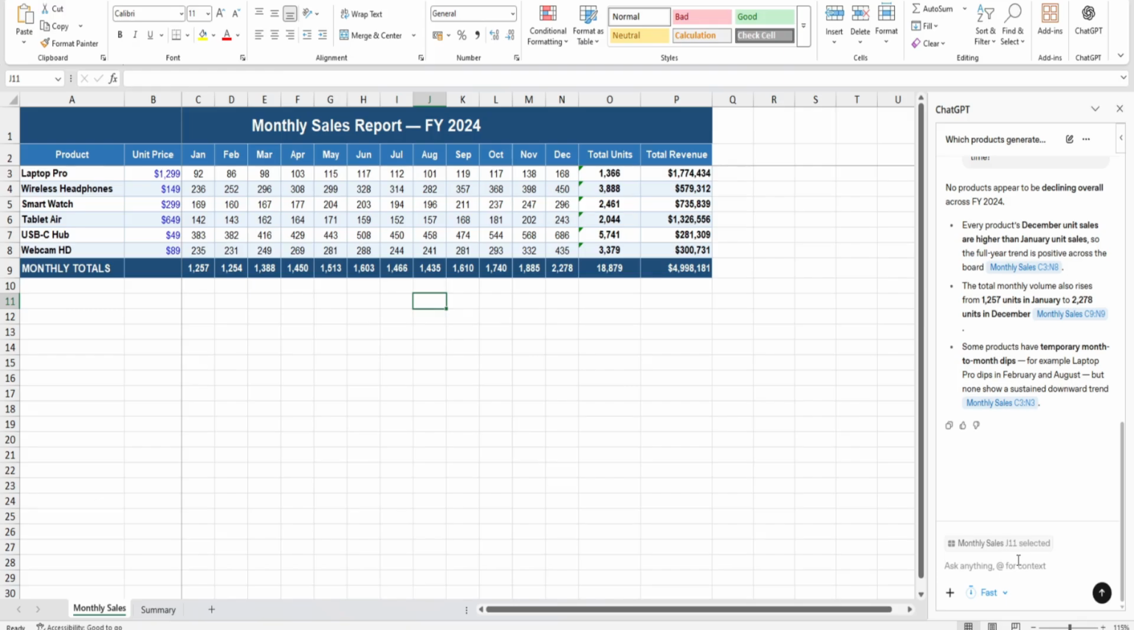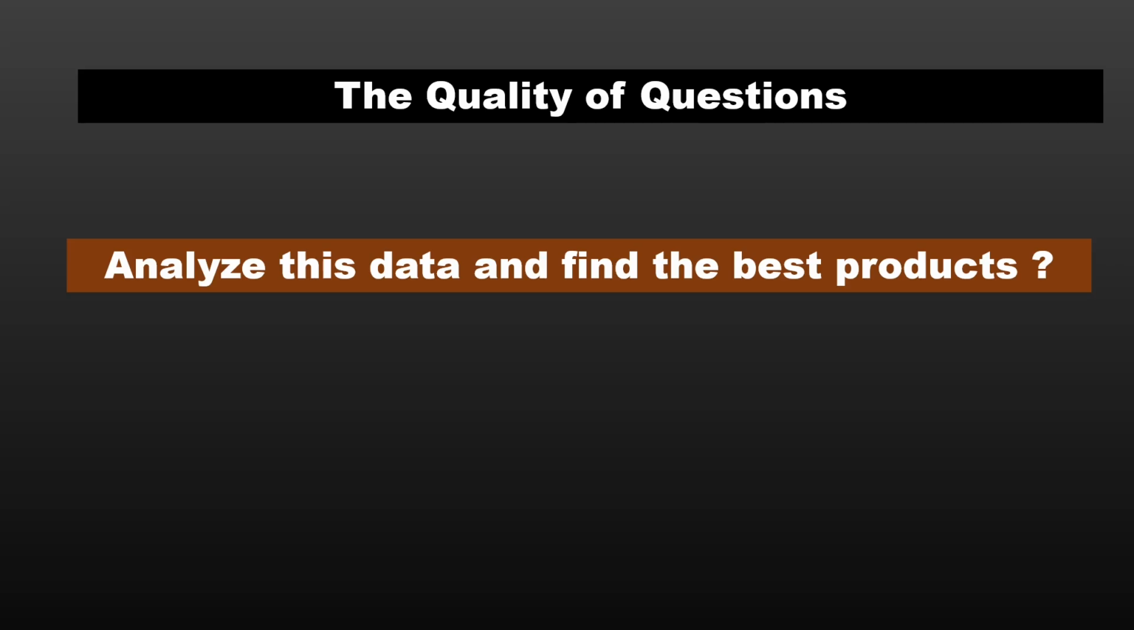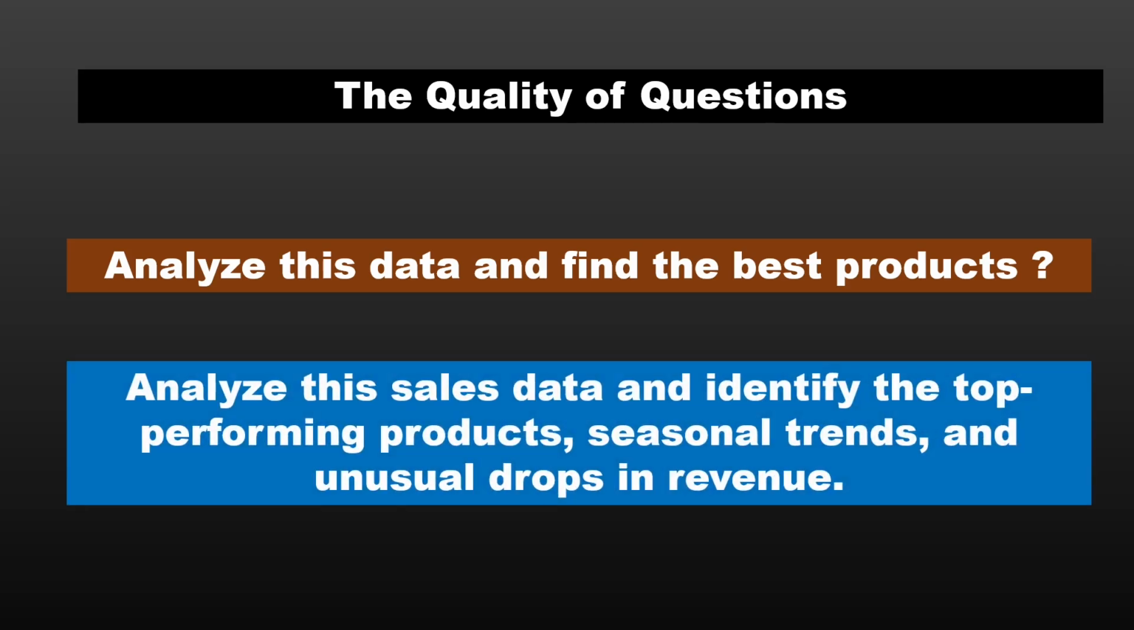This makes Excel feel less like a spreadsheet tool and more like an intelligent assistant that actually understands your data. Now, here's something extremely important. The quality of your results depends heavily on the questions you ask. Beginners often type very short prompts, but better prompts produce much better analysis. Instead of saying, analyze this data and find the best products, try something more specific, like analyze this sales data and identify the top-performing products, seasonal trends, and unusual drops in revenue. The more context you give ChatGPT, the more useful the analysis becomes.